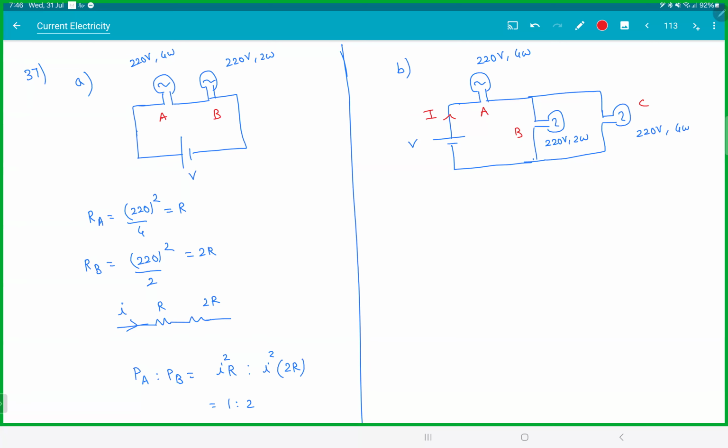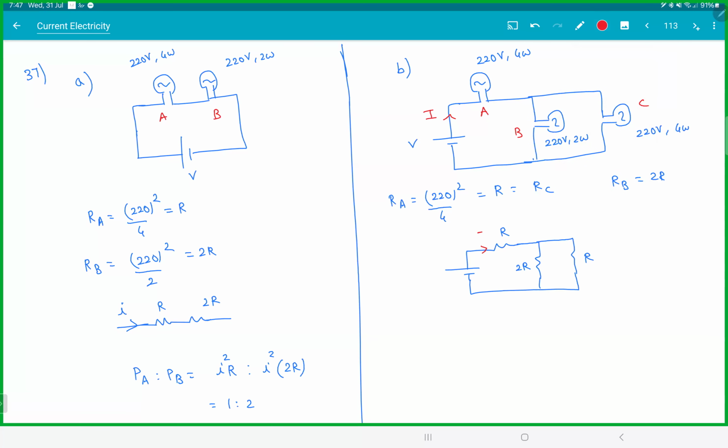See this thing. So again, let's replace the resistors here. So RA would be 220 square by 4. If I call this R, then RC also is R and RB is 2R. So just replace the whole circuit with resistors. It will become easy for you to see. So this guy has become R, this guy has become 2R, and this guy has become R.